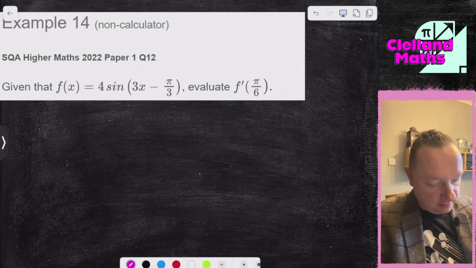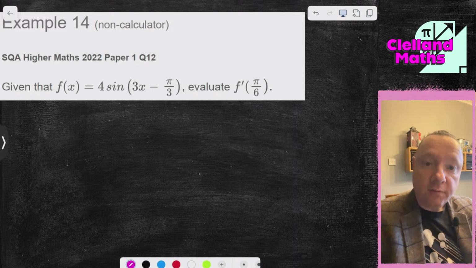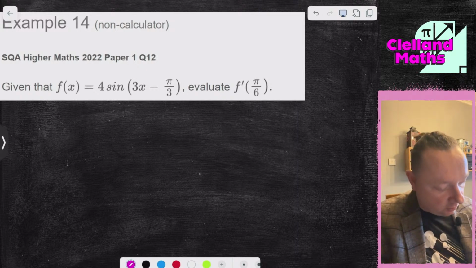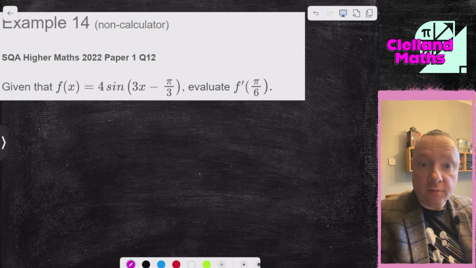Given that f of x equals 4 sine (3x minus pi over 3), find f dash pi over 6. This is a chain rule. Now, the chain rule at the start of the exam paper only gives sine ax and you put the a in front. It never mentions another bit. But that bit just gets ignored because you differentiate 3x minus pi over 3 and the pi over 3 disappears.